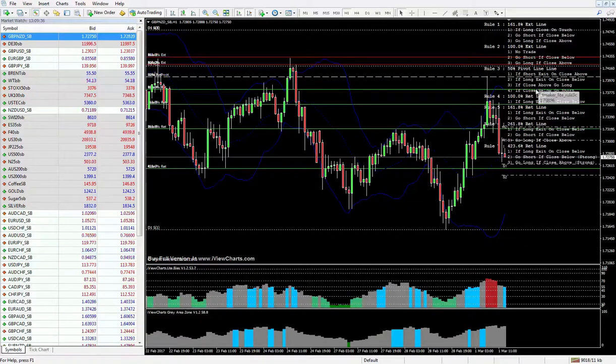So a little bit messy, I guess. It does clog up your chart a little bit, but again, it does give you defined rules of how to use what is on the screens.